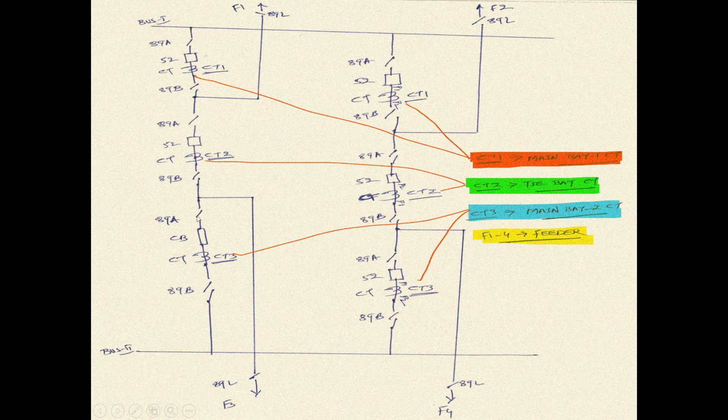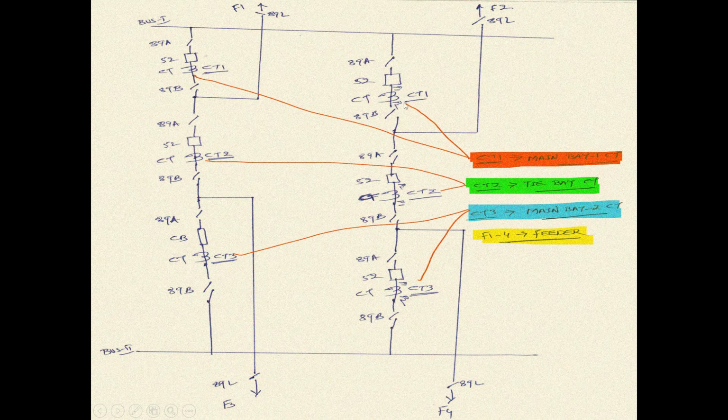This is feeder 1, and this is your next feeder, feeder 3 or feeder 2. Here I have shown 4 feeders, F1 to F4. These are the 4 feeders, and CT1 is the main bay current transformer, CT3 is the current transformer of the second main bay, and CT2 is the tie bay current transformer, which is already mentioned over here.